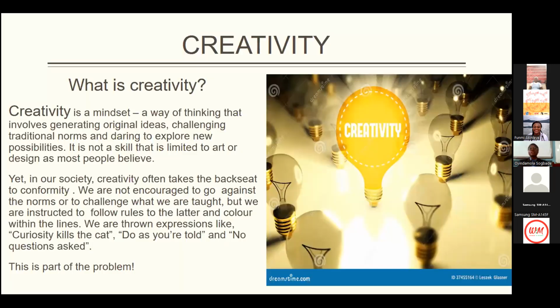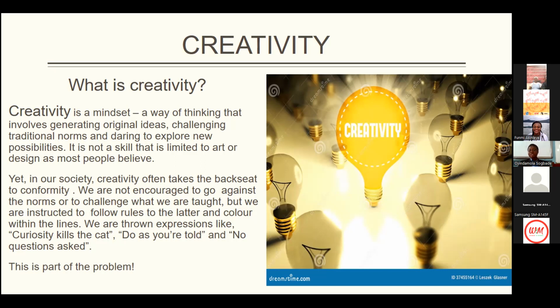I'll start by explaining what creativity is. Creativity is a mindset, a way of thinking that involves generating original ideas, challenging traditional norms, and daring to explore new possibilities. It is not a skill that is limited to art or design, as most people believe. Yet, in our society, creativity often takes the backseat to conformity. We are not encouraged to go against the norms or to challenge what we are told, but we are instructed to follow rules to the letter and stay within the lines.